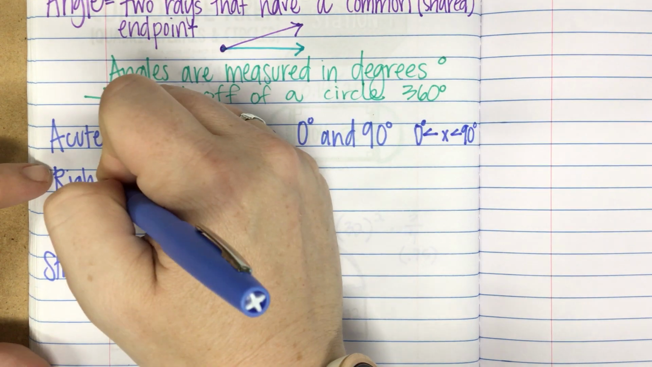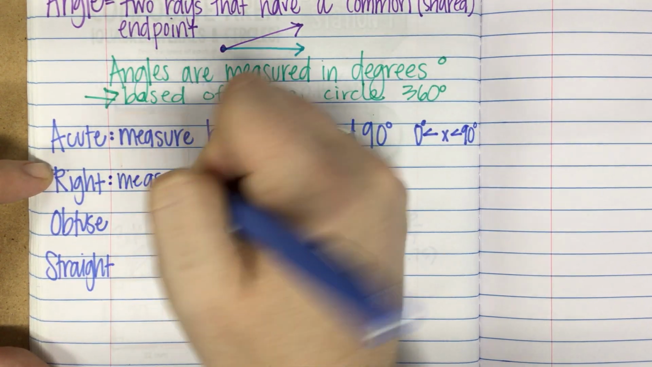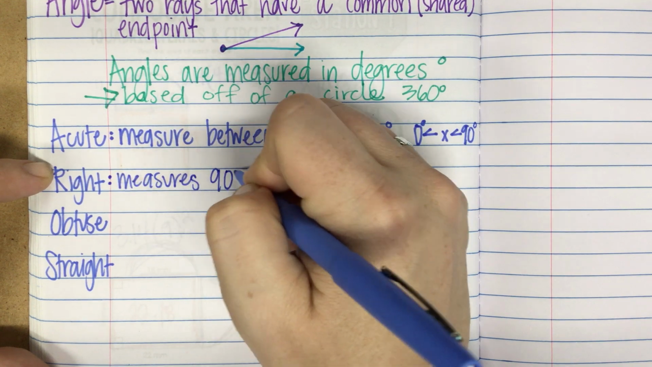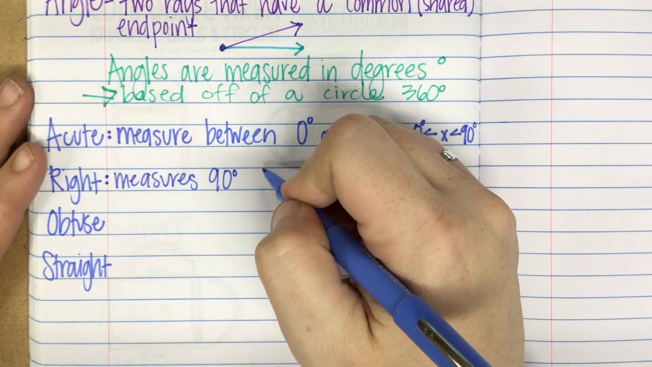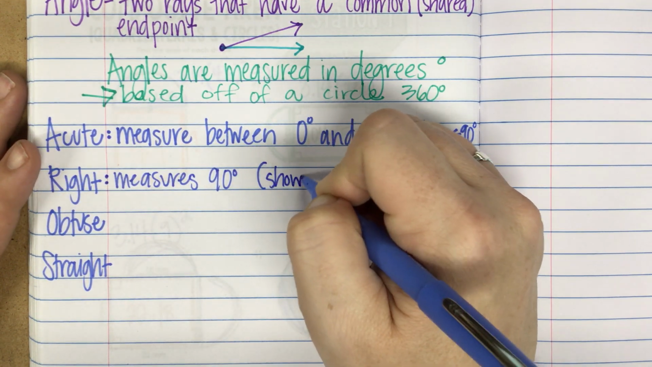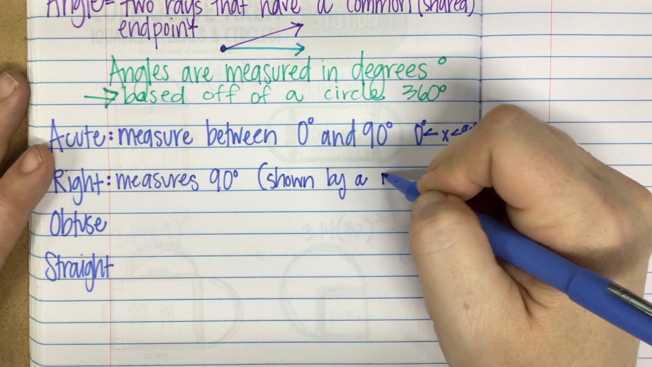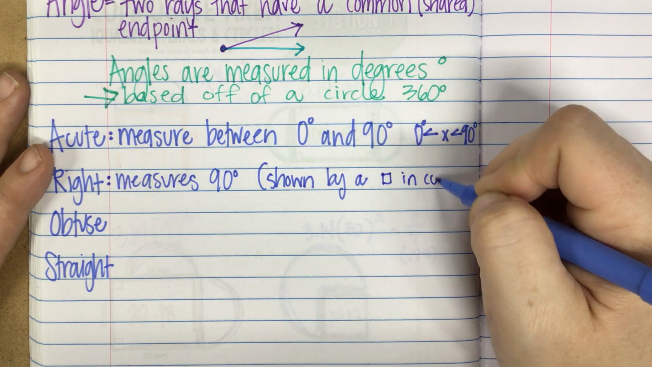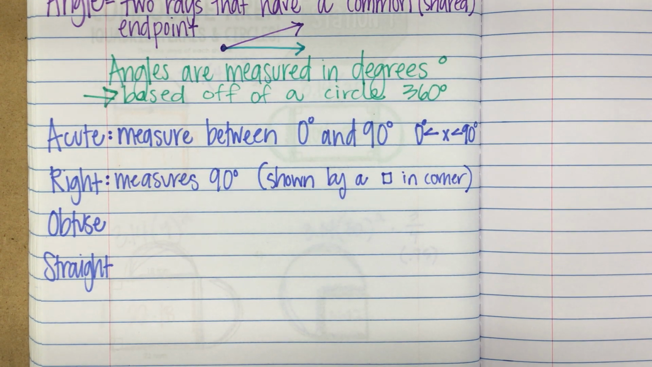A right angle measures 90 degrees, exactly. It's sometimes shown by what symbol? Yeah, a square in the corner. Right, a box, a square.